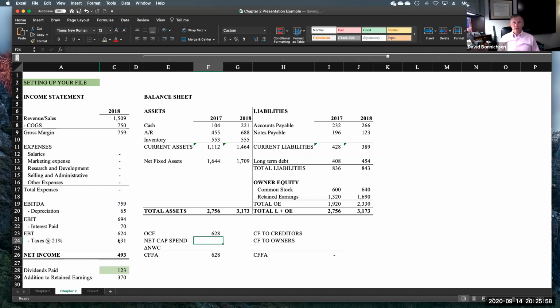Net capital spending. How much money did we spend on our fixed assets? Pretty straightforward. Equals, what did we end the year with for net fixed assets? What did we start it at? So the difference between the ending and the beginning. But we have to do one other thing because we're talking about book value on fixed assets. Remember that. Fixed assets on the balance sheet is book value. We're talking about real cash. So what do we have to do to this formula to get it to real cash?